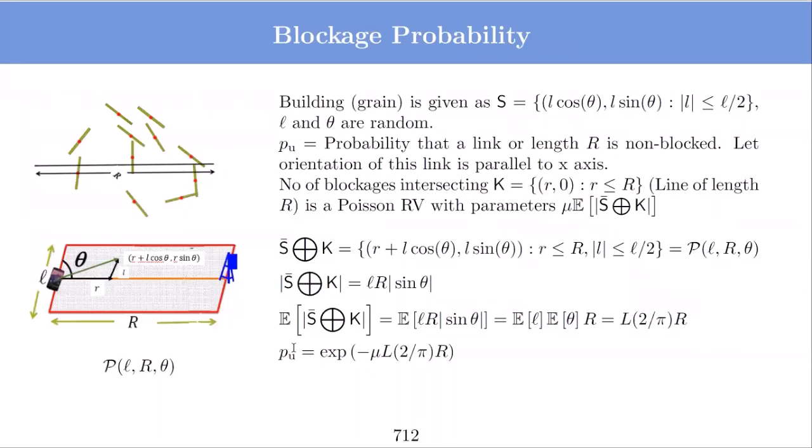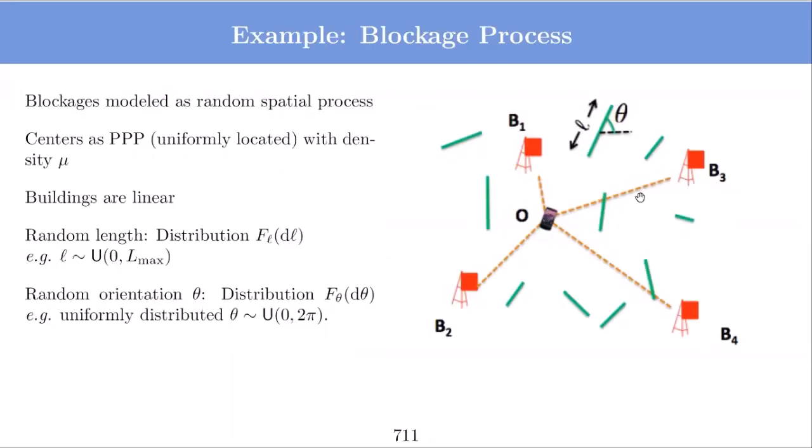So in this case, we would be interested in knowing that if I take any link of length R, what will be the probability that the link will be blocked or unblocked? So a link would be blocked if any of the blockages falls on that link. So we have to compute the probability that none of the blockages falls on this particular link, then this link will be non-blocked. Okay, so given the distribution of these blockages, what is the probability that no blockage intersects this line? Right, that is the probability we are interested in.